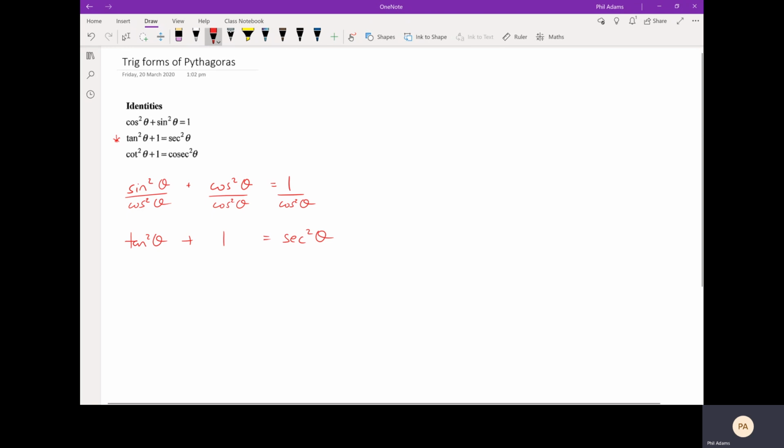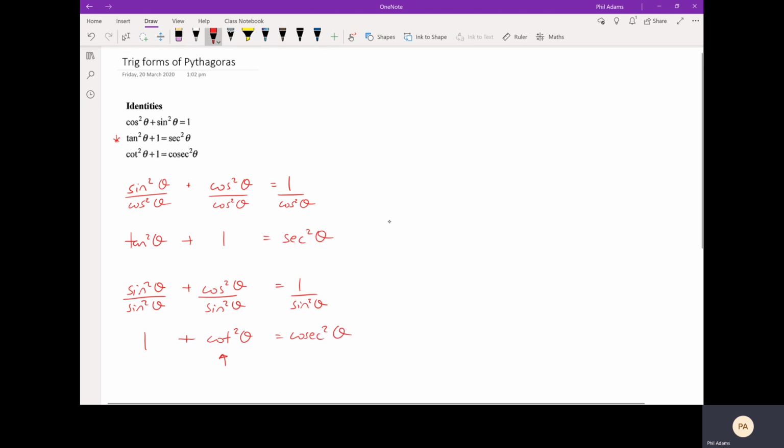And then the next one is what happens if we take our original identity again, so sine squared theta plus cos squared theta equals 1, and we divide the whole thing by sine squared. So everything is divided by sine squared. Now sine squared over sine squared is 1. Now this is not sine over cos, that's cos over sine. So there's actually 1 over tan, which is cot squared. And 1 over sine squared is cosec squared theta.